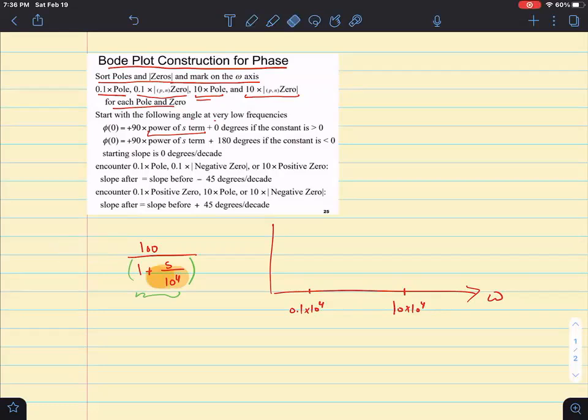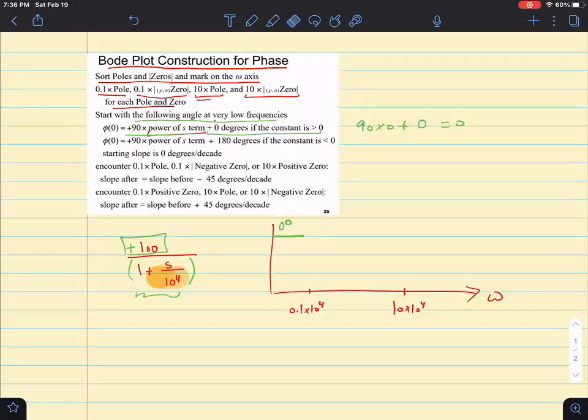For example, we don't have a power of s, so really I have s to the 0, meaning the power of s is 0. So in this example the starting phase at very low frequencies is 90 times 0 plus 0 degrees if the constant is positive. Let's look at my constant here, it is positive. So the starting angle will be equal to 0 degrees. And I'm already counting from 0 degrees.